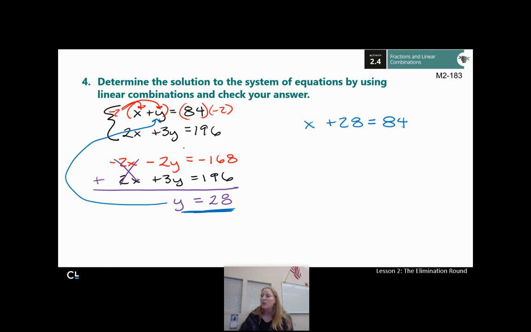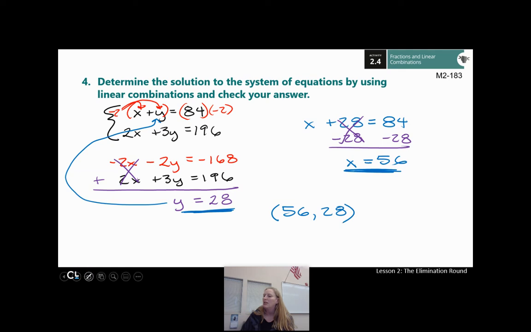You could use the second equation if you wanted to. Shoot, you could even go back and use the equation with the fractions on it if you really wanted to. I don't want to. I'm going to go ahead and subtract 28 from both sides. And I get x equals 84 minus 28, which is 56. Yay. And again, you could write it as an ordered pair if you wanted to, (56, 28). You can be all like, look how good I am.